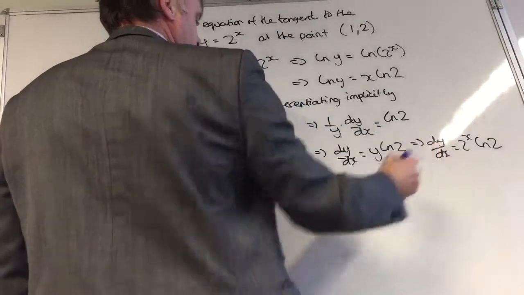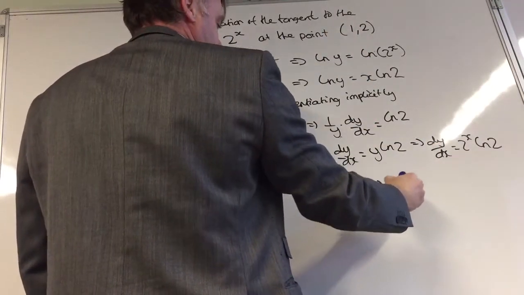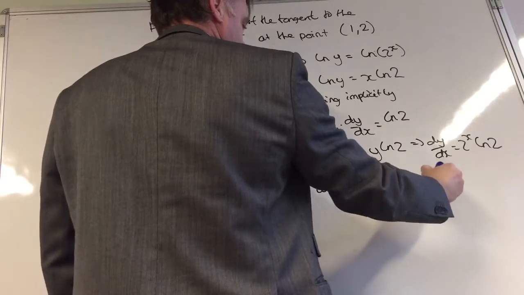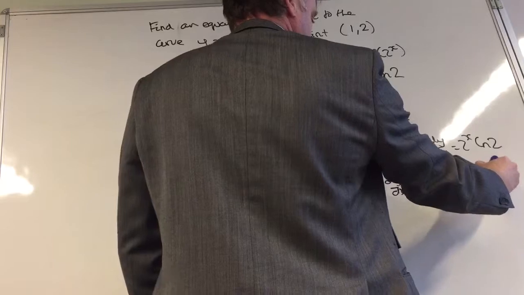Well, I've done this. I can use the value of x is equal to 1. I get dy/dx is equal to 2 to the power of 1 times log 2. In other words, just 2 log 2.